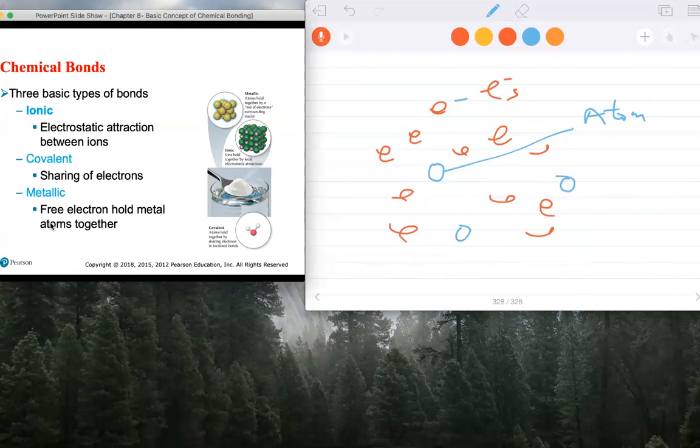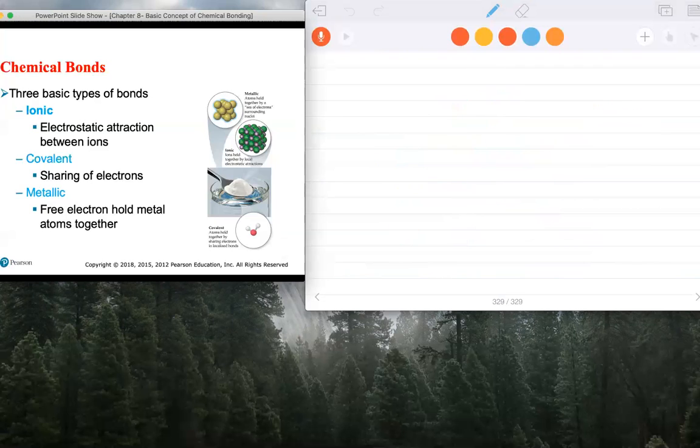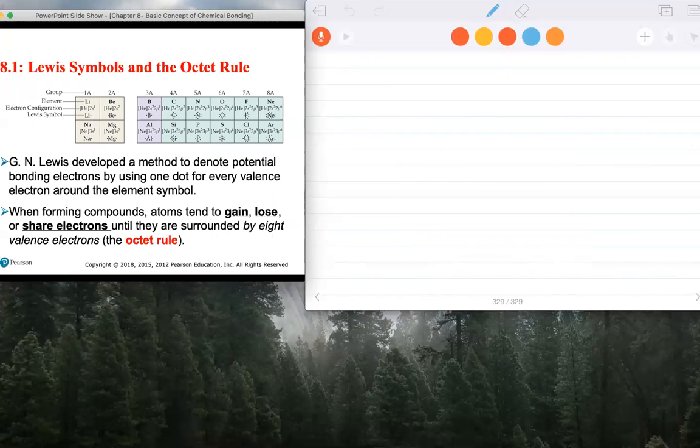So as we talk of in chapter 8, know that there are three types of bonds: covalent, ionic, and metallic bond. You should be able to distinguish between the three types of bond, not the two, the three. We will be looking at compounds which have these types of bonds, ionic and covalent. Any question on the three types?